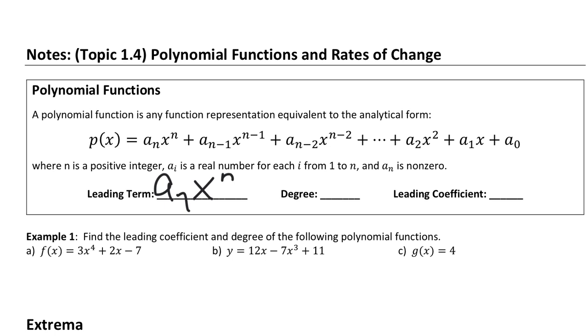Does anyone remember what the degree of a polynomial would be? The highest what? Exponent. Very good. So for us, we're going to say that the degree is n because it's a part of your leading term. And then we have our leading coefficient. Does anyone remember what that is? The coefficient with the highest degree. Perfect. The coefficient that is attached to the x with the highest degree. So for us, we're going to call that a sub n.